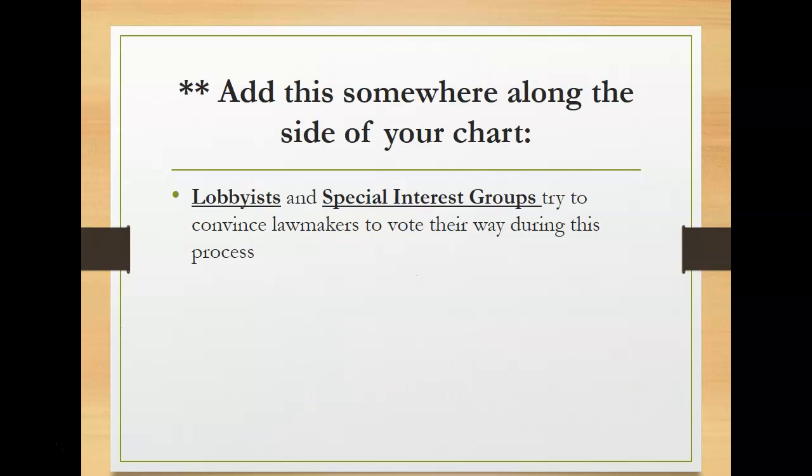Now, somewhere on your paper, you'll just jot this down wherever you're taking notes. Lobbyists and special interest groups. That's where a lot of these ideas come from for these regulations and these bills, these laws that are introduced in Congress, from these lobbyists that represent these special interest groups. We're going to talk a little bit more about them in our next lesson.